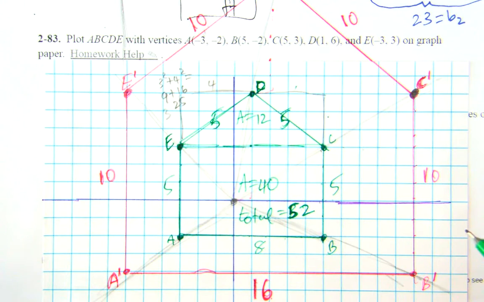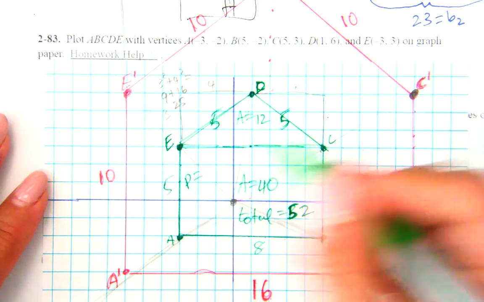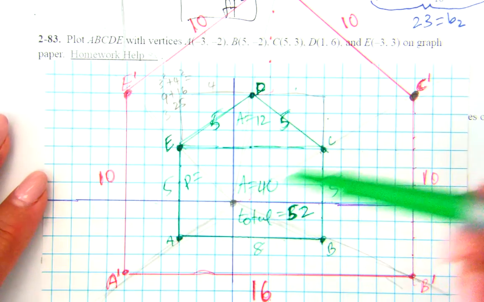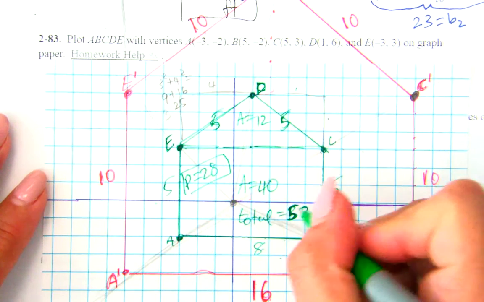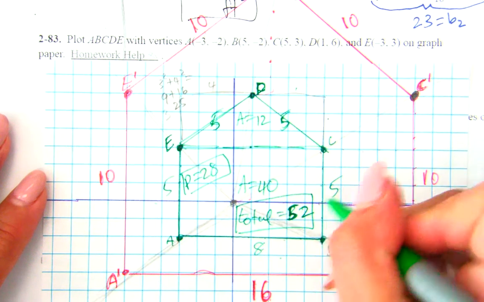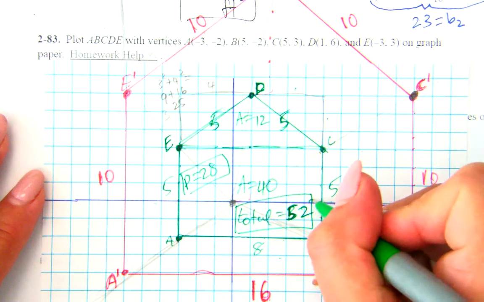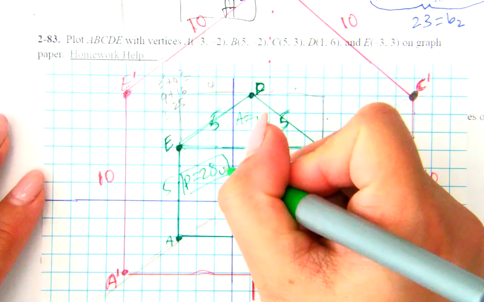Okay, so that's the area of the green one, and pretty much do the same thing for the perimeter of the green one. Perimeter should be 5 plus 5 plus 5 plus 5. That's 20 plus 8, which gives you 28. So the total area is 52 units squared, right? The perimeter is just 28 units.